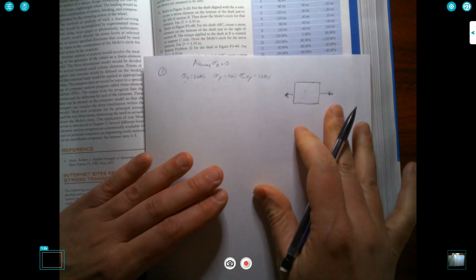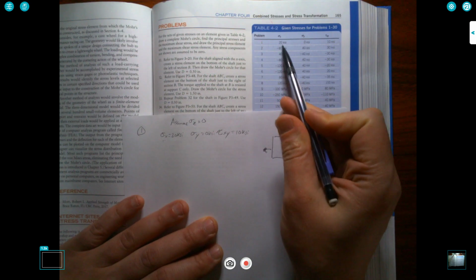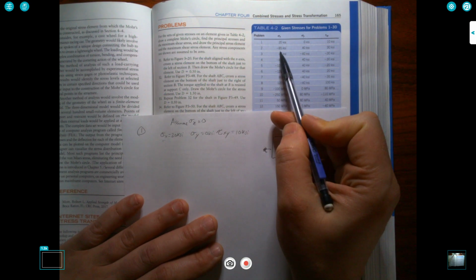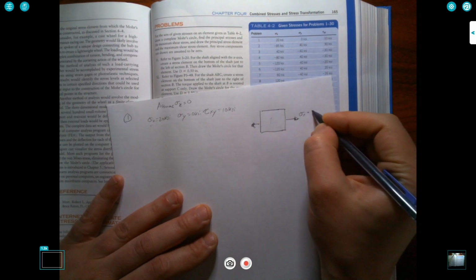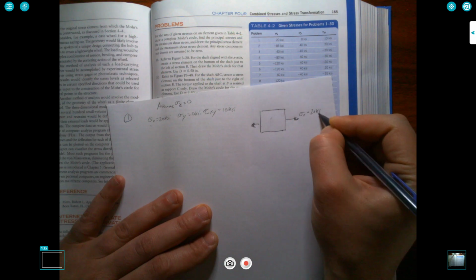It says 20 KSI. It's positive, right? So we know it's a tension. If it's negative, it's a compression. So sigma x is equal to 20 KSI.